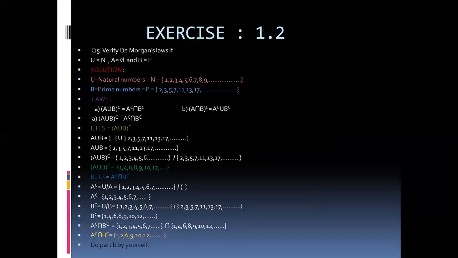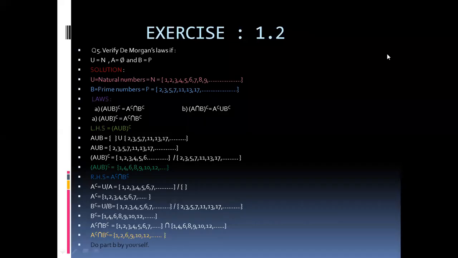Now, according to the De Morgan laws, the first law is (A union B) whole complement is equal to A complement intersection B complement. And the second one is (A intersection B) whole complement is equal to A complement union B complement. You see in the question they said verify De Morgan laws. It means that you will prove both the laws. So first we take the first one. I told you that for A union B, within the bracket there is the operation of union. So first we take the union of A and B.